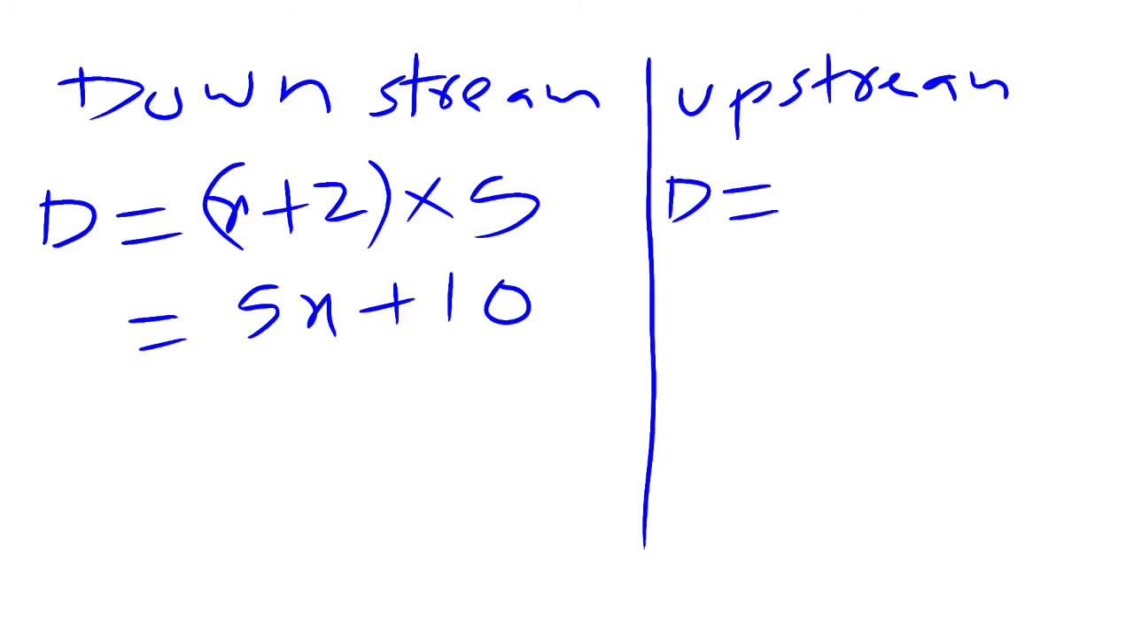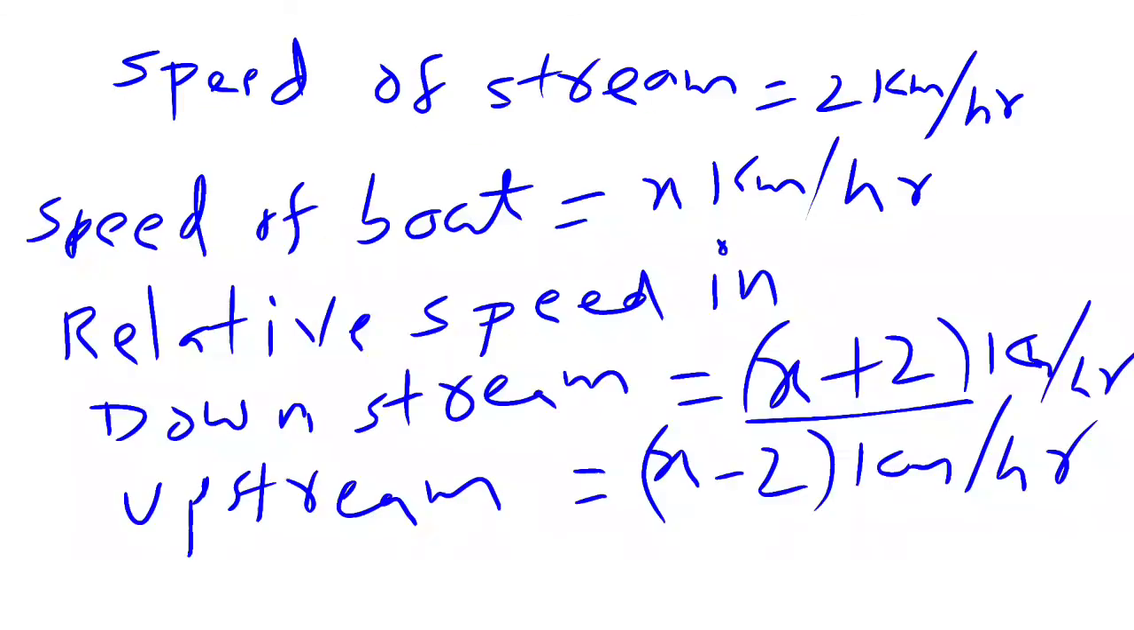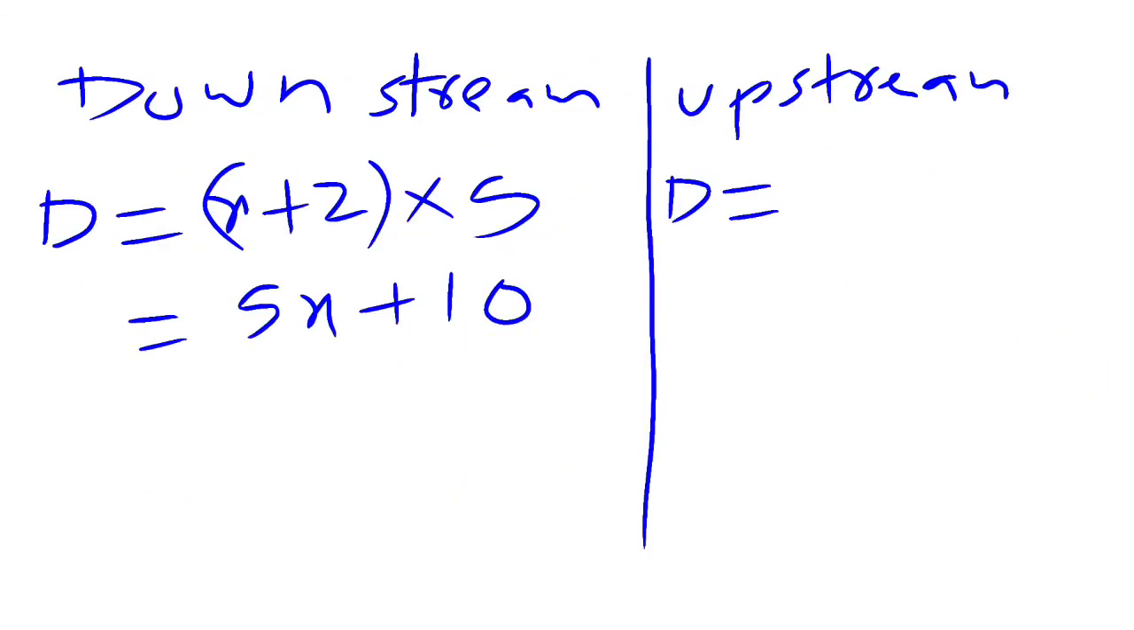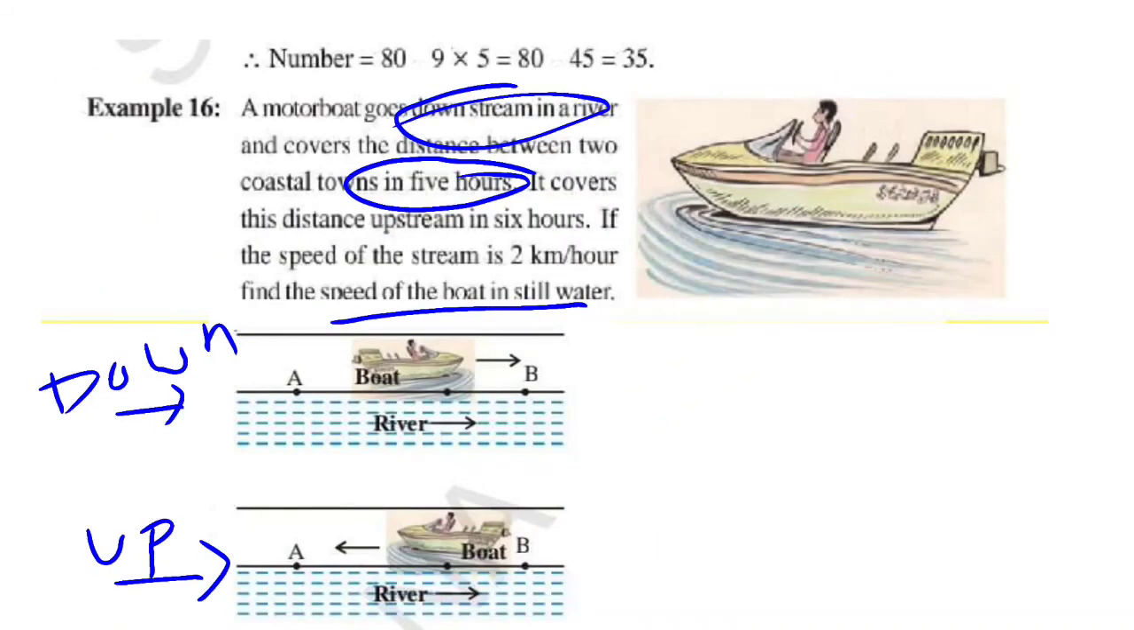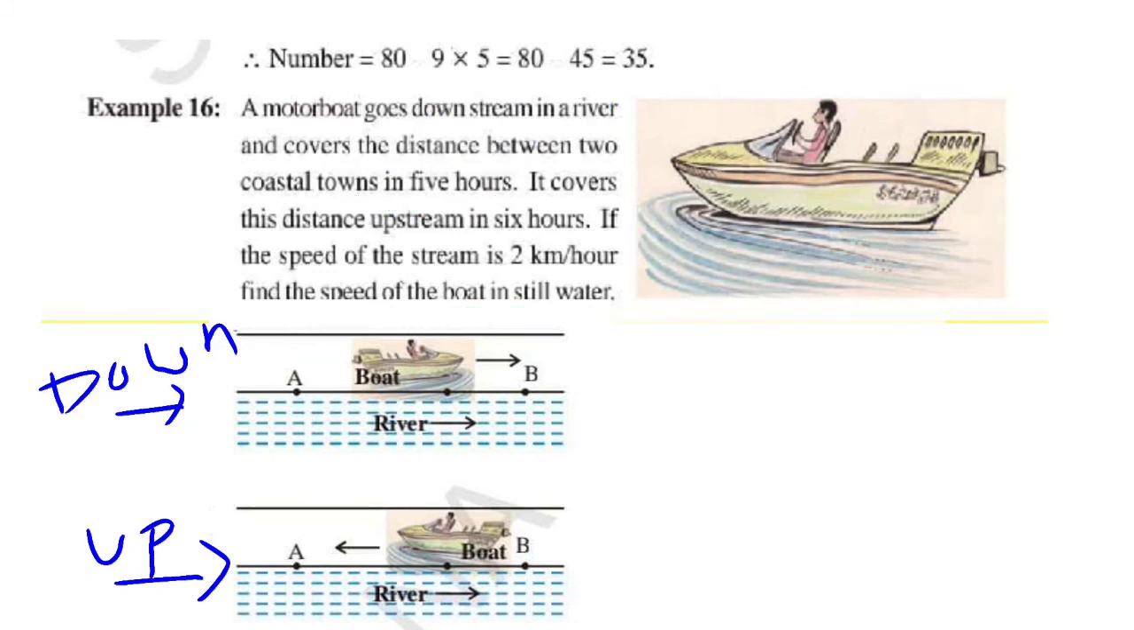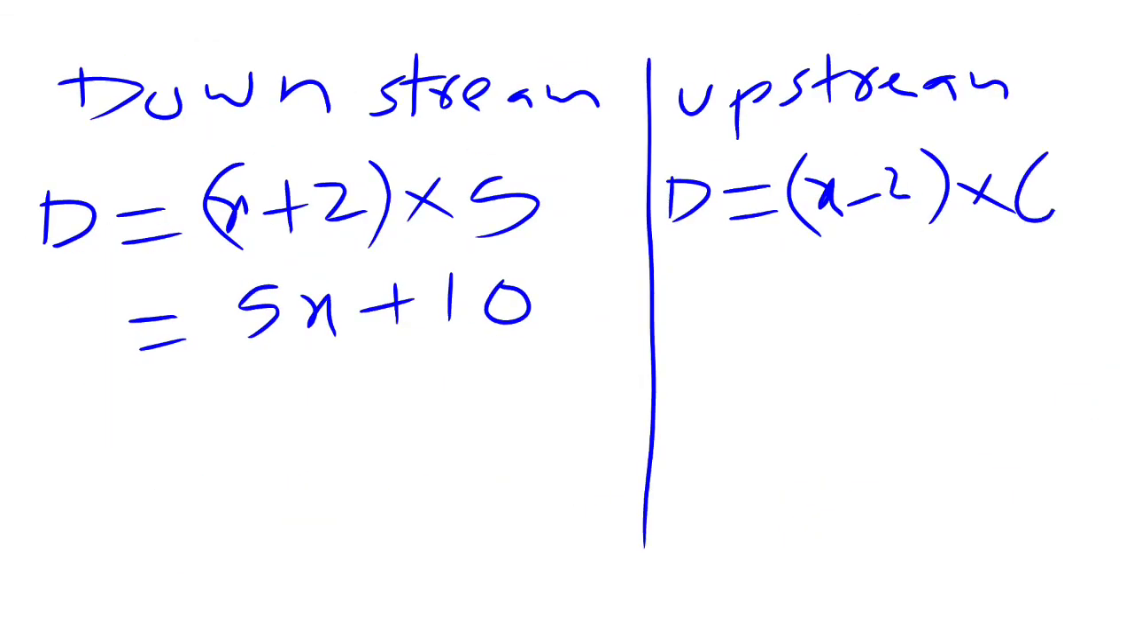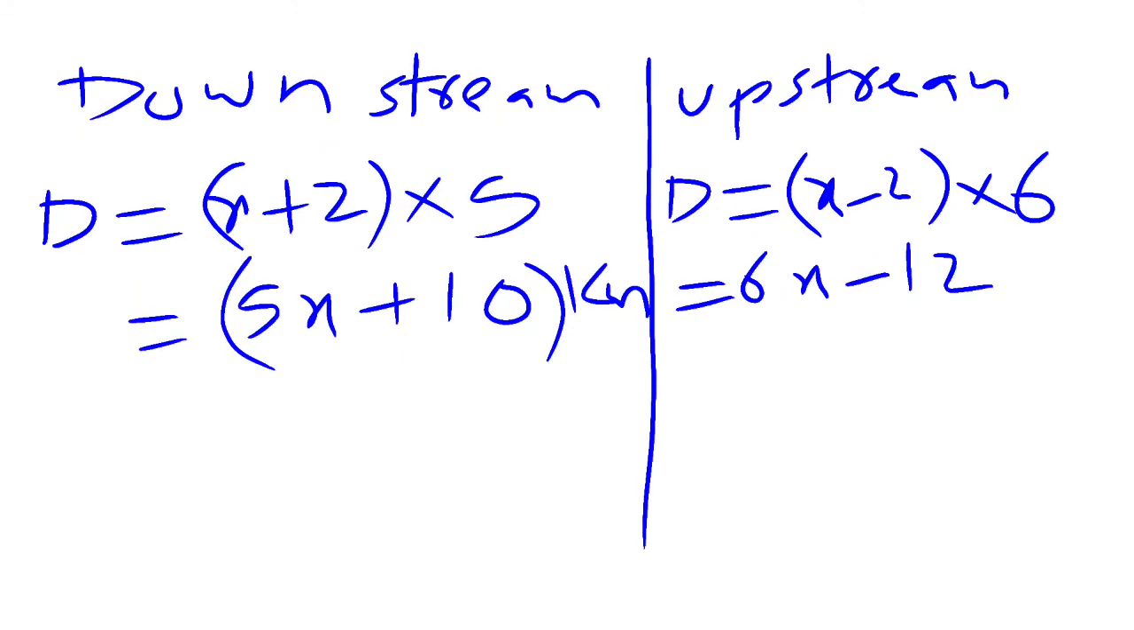Next, in the upstream, the distance is speed into time. So what is the speed in the upstream? x minus 2, into time. Upstream means it is coming in the opposite direction, with reverse speed. It covers the distance upstream in 6 hours. So in the upstream, 6 hours. So it is equal to 6x, 6 twos are 12. So downstream distance is 5x plus 10 kilometers, and in the upstream the distance is 6x minus 12 kilometers.